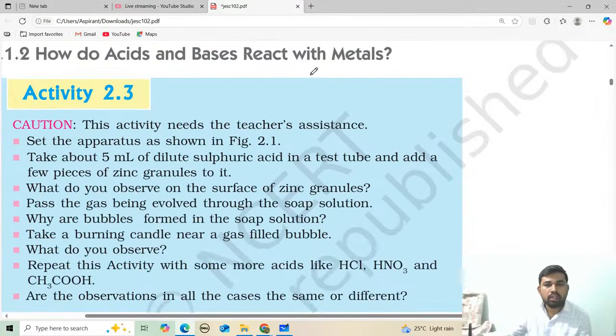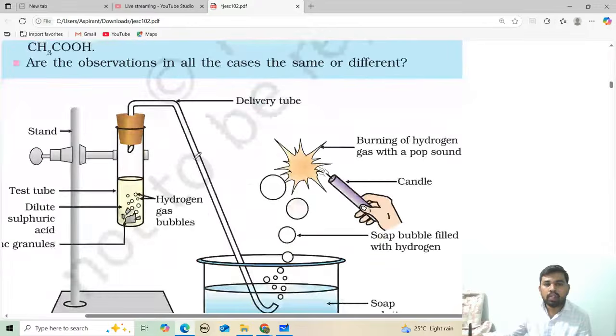And after that, how do acids and bases react? How do acids and bases react with metal? Let me discuss until here.